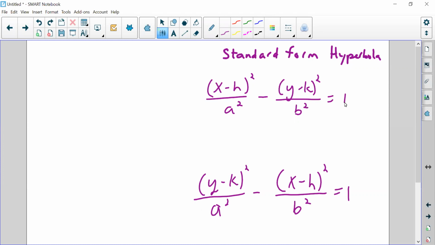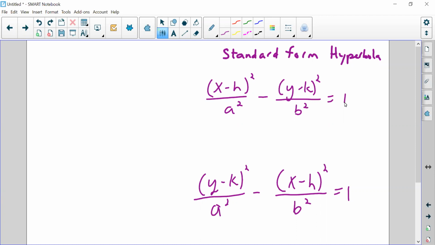So if your x squared term is positive, you write that first. If your y squared term is positive, you write that first. A is always the number underneath the first term. So A and B don't change like what the left did. Okay, so that's our standard form.